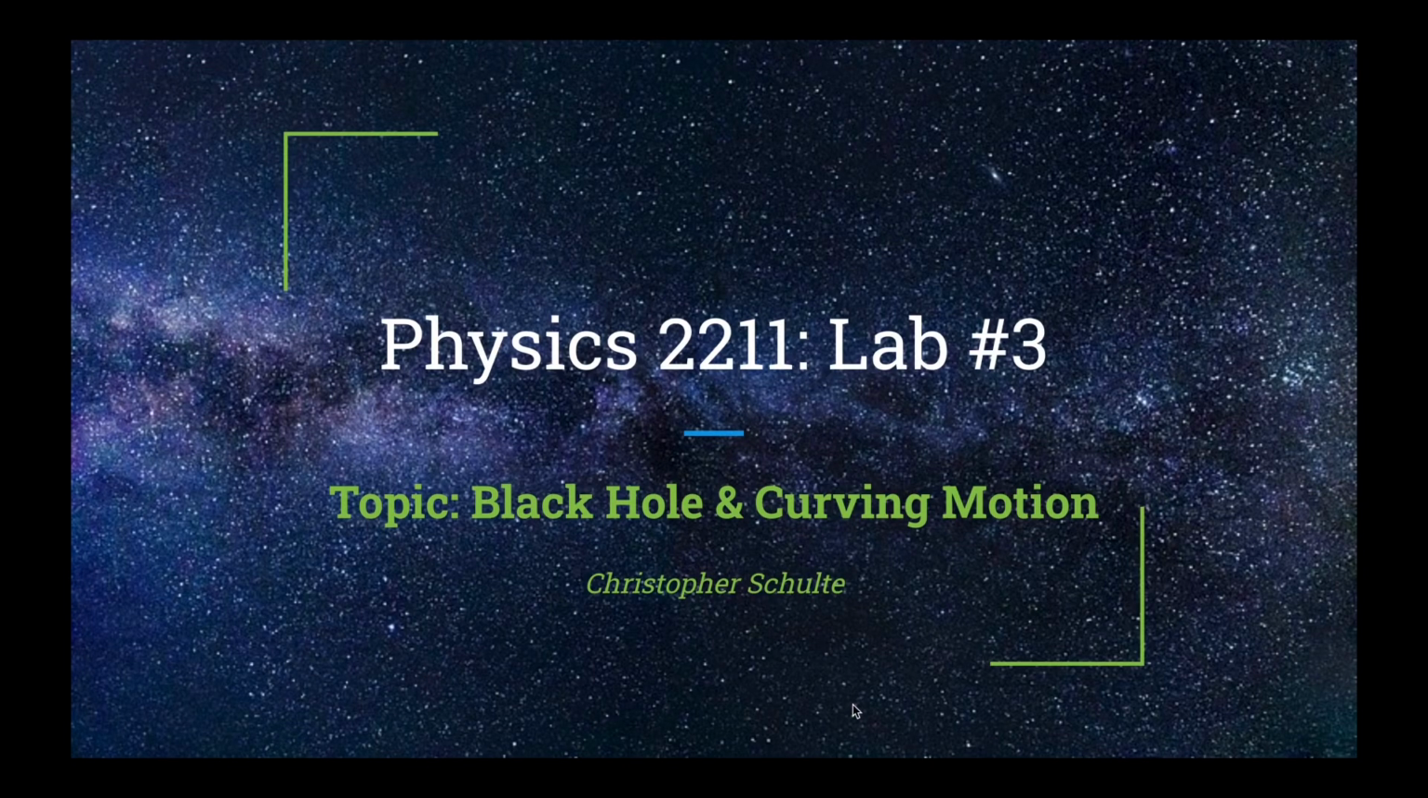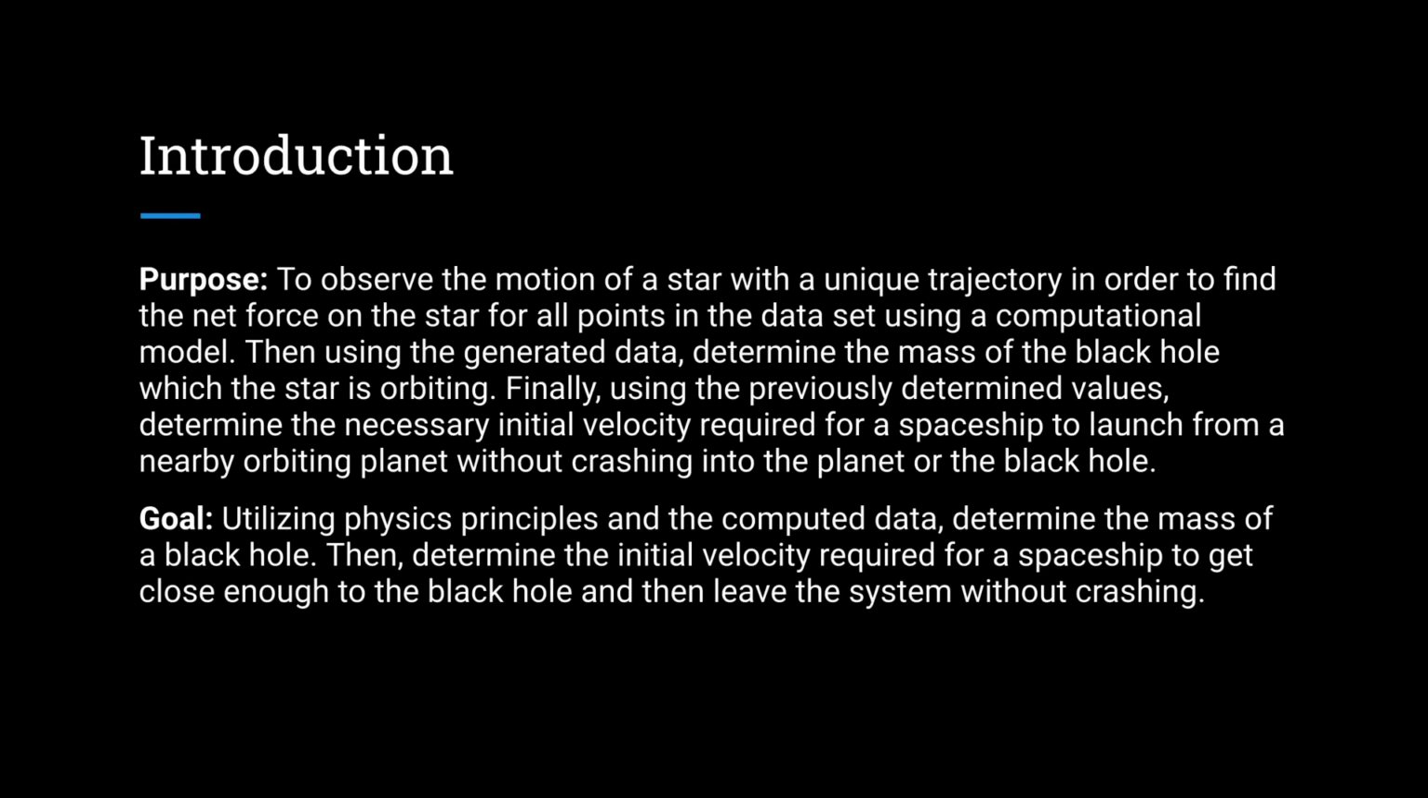Hi, my name is Christopher Schulte, and today we'll be talking about lab number 3, the topic of a black hole and curving motion. The purpose of the lab was to observe the motion of a star with a unique trajectory to find the net force on it for all points in the dataset using a computational model. Then using the generated data, we are to determine the mass of the black hole which the star is orbiting.